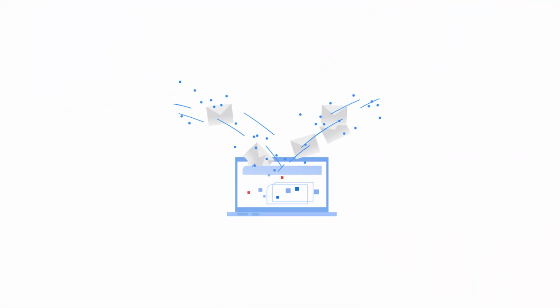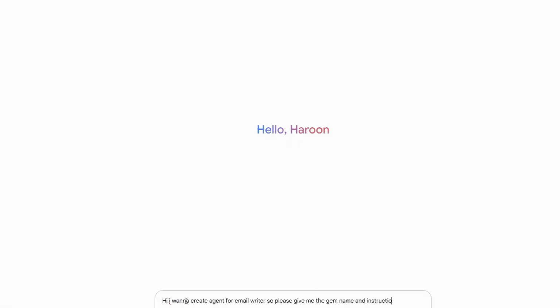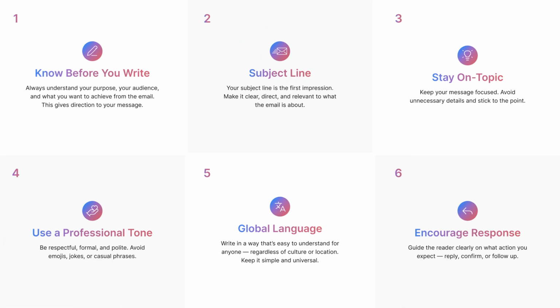Want to write emails that sound professional, clear, and get quick responses? Before you dive into AI tools like Google Gemini, let's first master the basics of effective email writing. Here are 6 key elements you should always keep in mind.